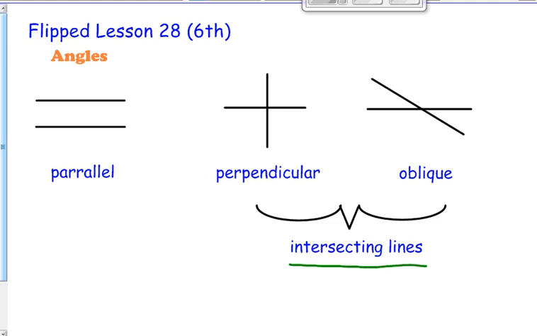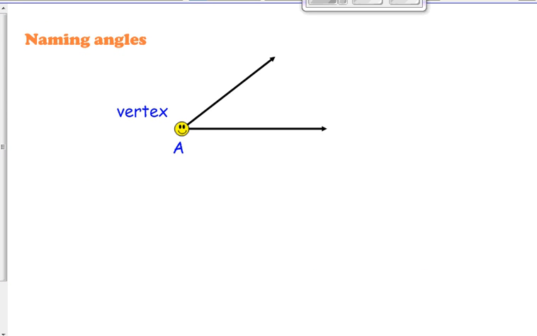All right. Then, when it comes to angles, the first thing we want to talk about is how to name an angle. An angle itself, when it stands alone, is going to have a vertex. That's where our smiley face is. So that's the point where two rays come together. And so we have two rays in this picture, one heading up this way and one heading this way. And so these two rays make up our angle.